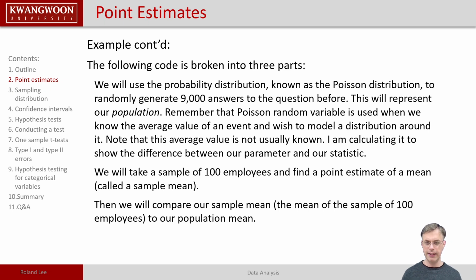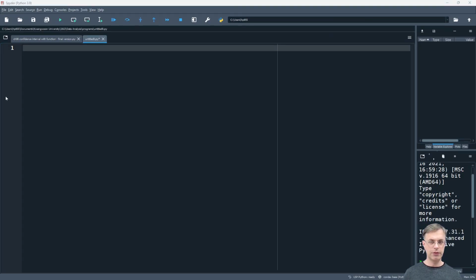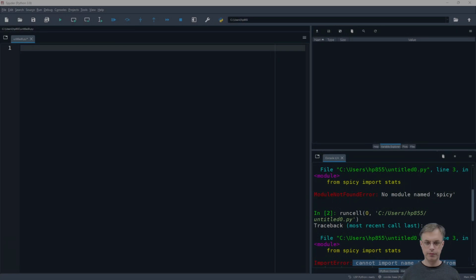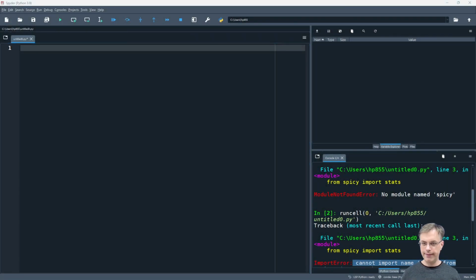Okay, so let's take a look at what we need here. I need a new untitled document, actually a program. And let's see. Okay, so let's see the code itself.